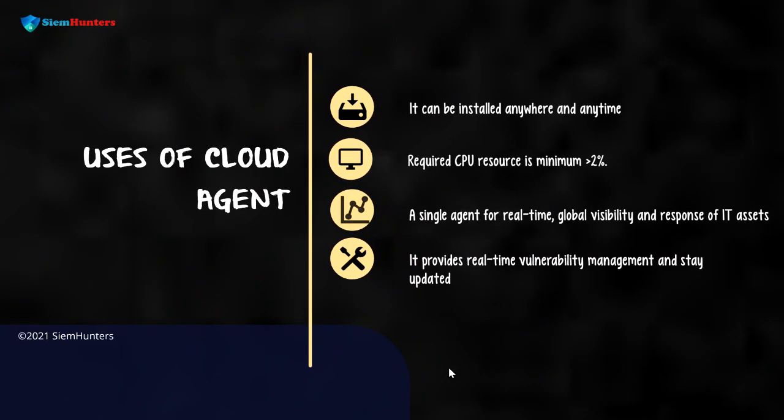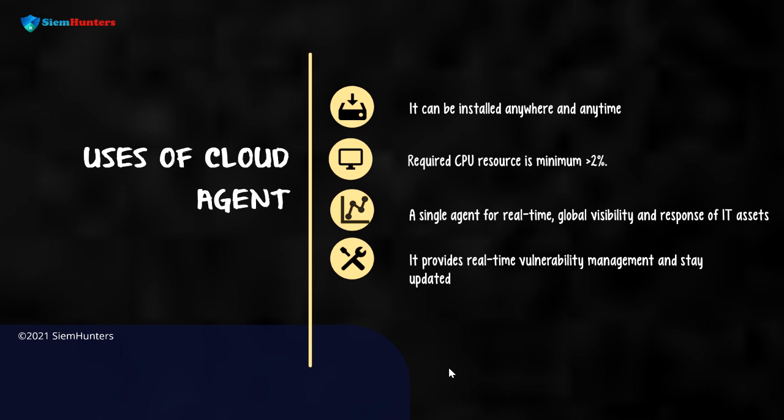Qualys Agent is better than traditional network scanning for several reasons. It can be installed anywhere and anytime. Required CPU resource is minimal, less than 2%. A single agent for real-time, global visibility and response of IT assets. It provides real-time vulnerability management and stays updated.